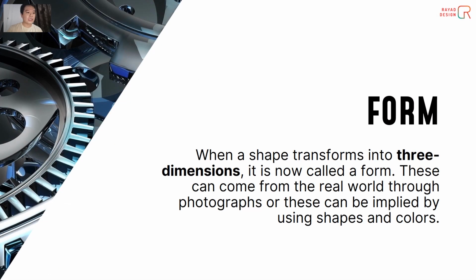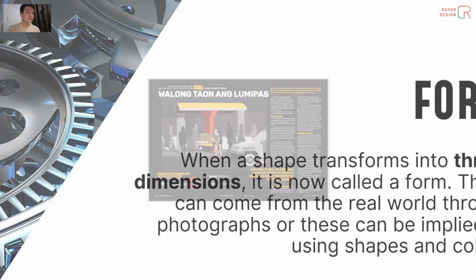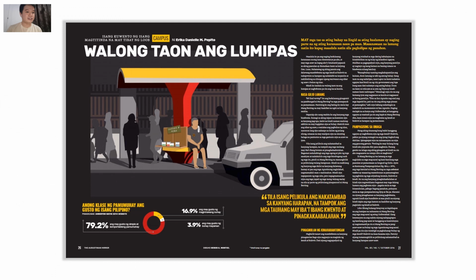Form. When a shape transforms into 3 dimensions, it is now called a form. These can come from the real world through photographs, or these can be implied using shapes and colors. Here we have a magazine spread of the Augustinian Mirror, and the artwork showcased is by Harold A. Montiel on his way of becoming an architect.